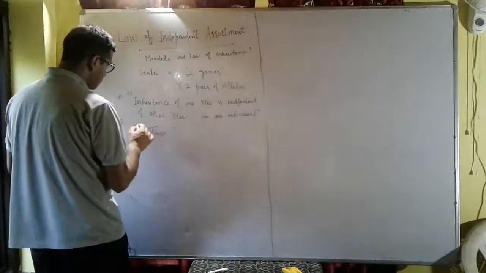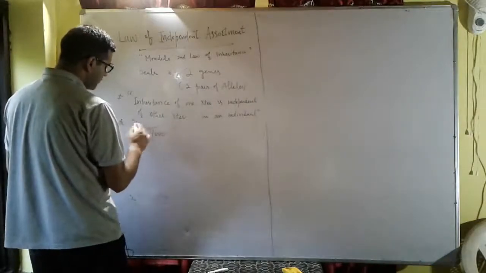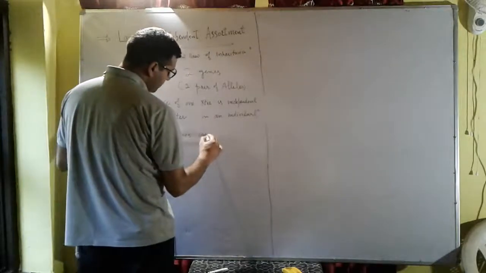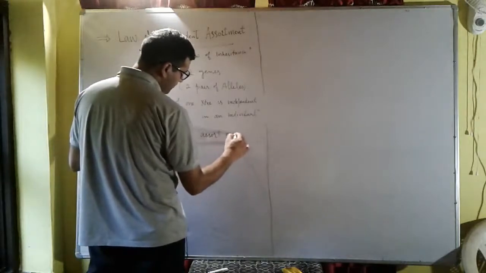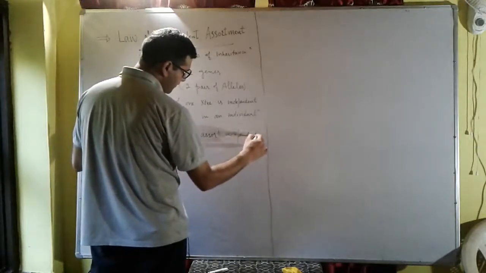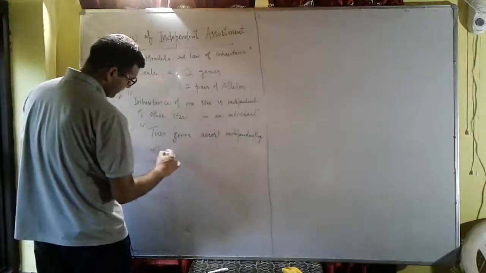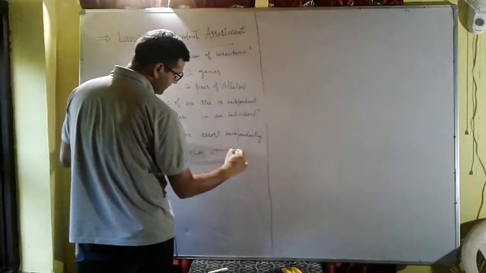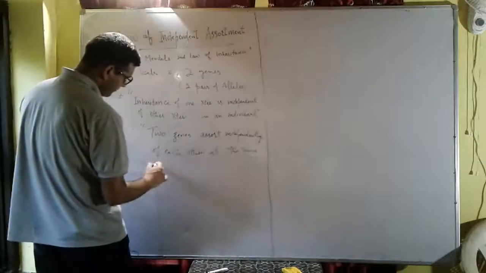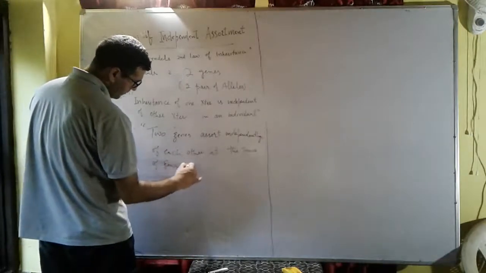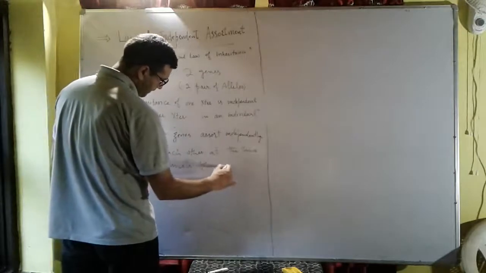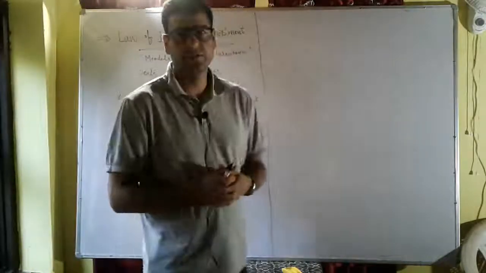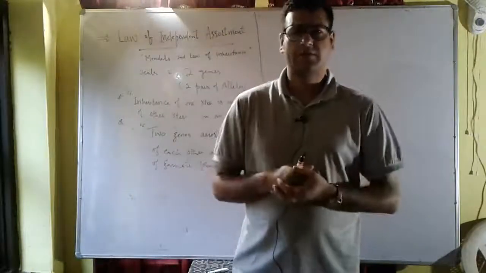Another statement: two genes assort independently of each other at the time of gamete formation.